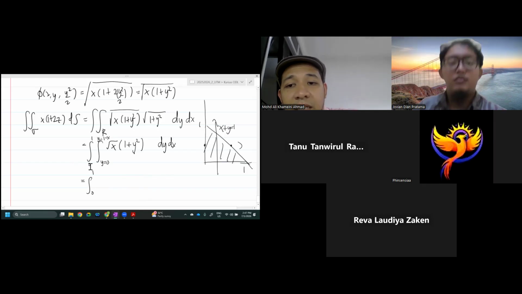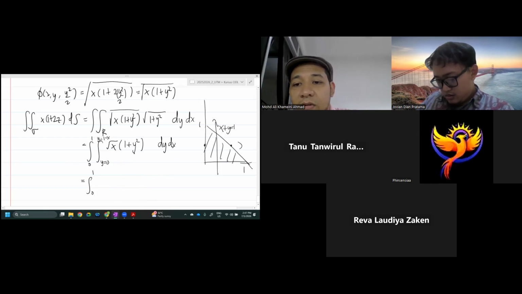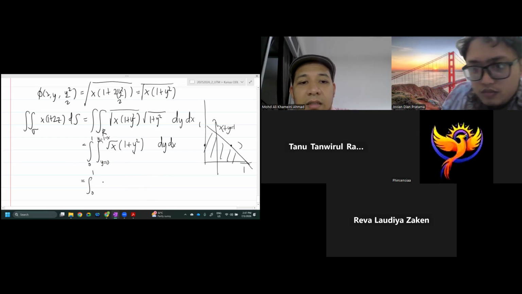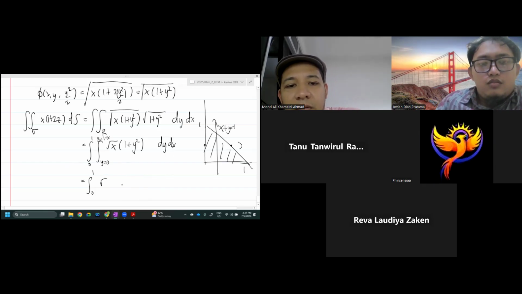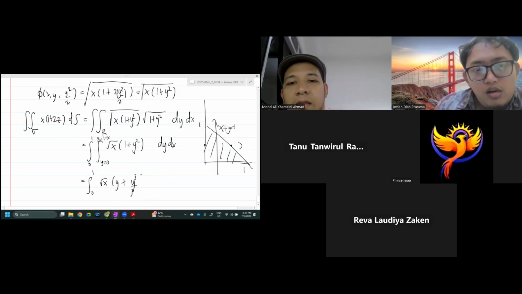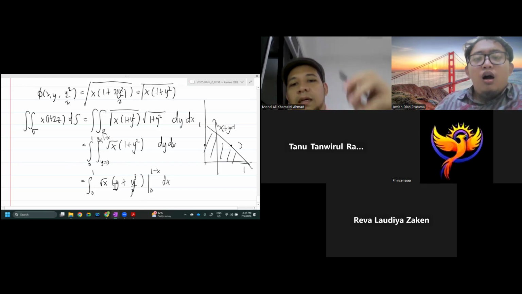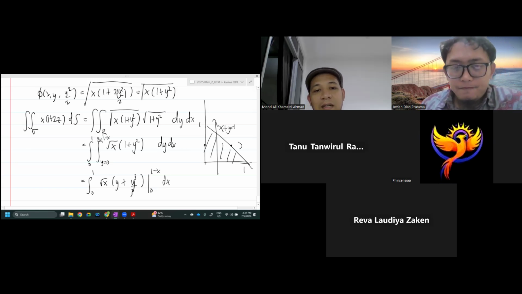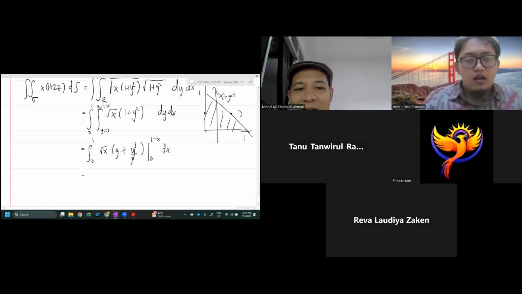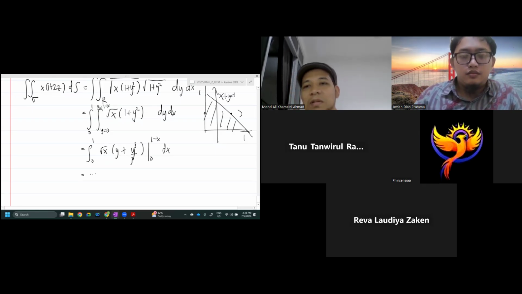Then from here you will also get 0 to 1 for x, the same. And then here you integrate with respect to y, you get y plus y cubed over 3, limit 0 to 1 minus x, dx. Now this is simpler to compute, because you substitute the value here, expand everything, multiply the power of x, and then you can solve it. I will leave it to you to do the calculation.